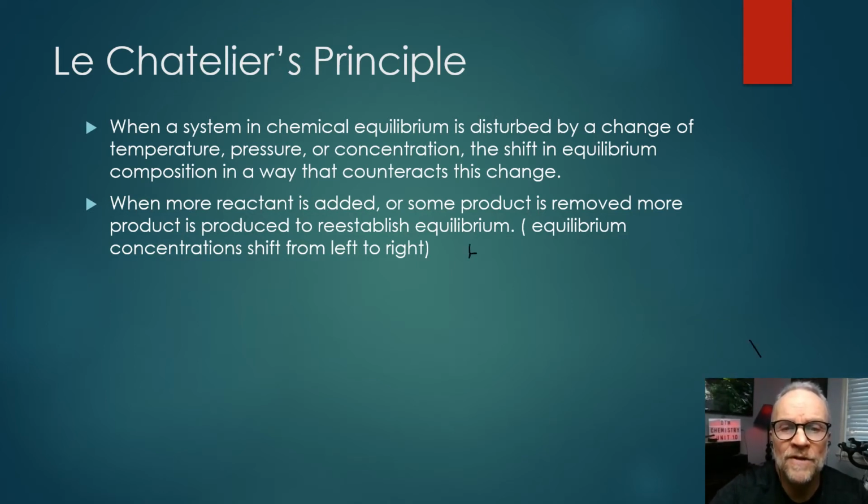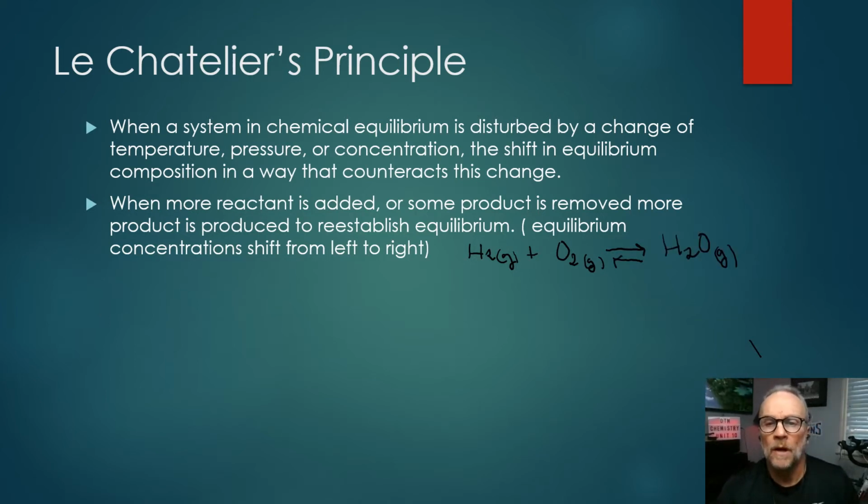So let's do a little example here and talk about that. Let's say that we have some hydrogen gas and some oxygen gas mixed together to form our gaseous water. Let's balance the equation here just so that we're in good shape. We'll have to put a 2 next to the water and a 2 next to the H2. And so now we are balanced. So when more reactant is added, that's our first example here.